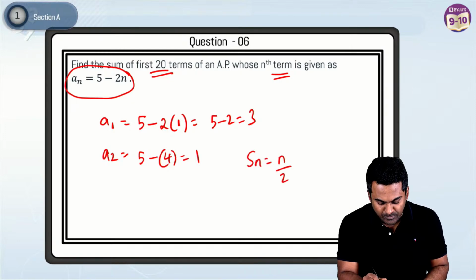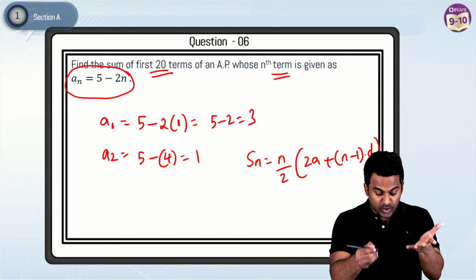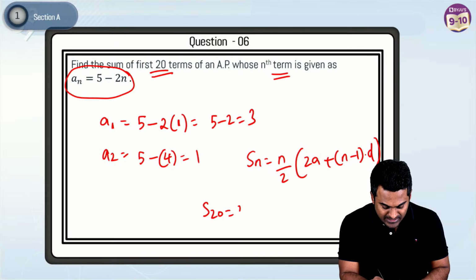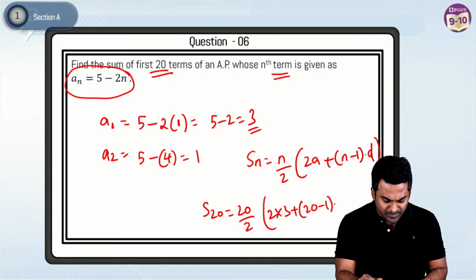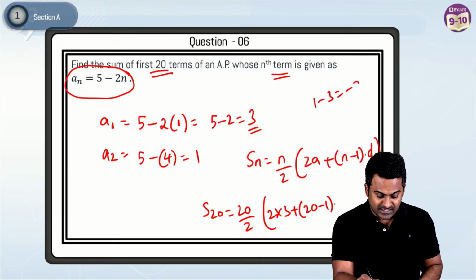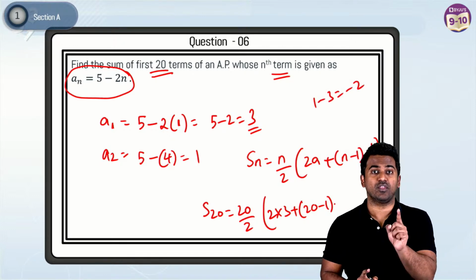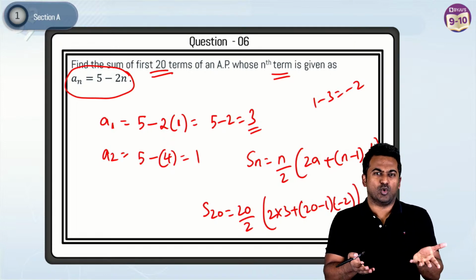Sn is equal to n by 2 into 2a plus n minus 1 multiplied with d. So n here is going to be 20. So S20 is 20 by 2 into 2a. A is the first term, 3. So 2 times 3 plus 20 minus 1 multiplied by the common difference. Common difference is going to be what? Second term minus the first term. So 1 minus 3. Be very careful here. The common difference is a negative number. Substitute this and calculate it, and you will get the answer.